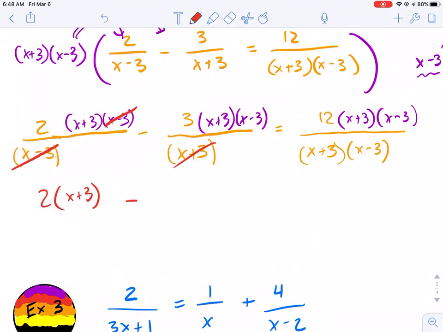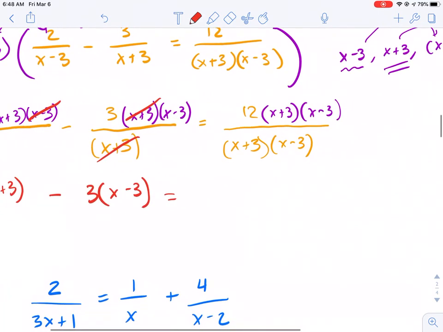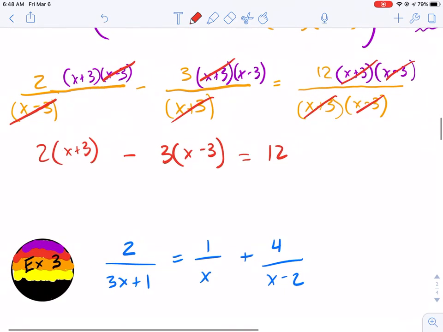Okay, the x plus 3 cancels with that x plus 3. What are we left with? 3 times x minus 3. Equals, look what happens here with our big denominator. The x plus 3 cancels, x minus 3 cancels. We're left with just 12. That looks a lot better than it did before, and we're ready to proceed.